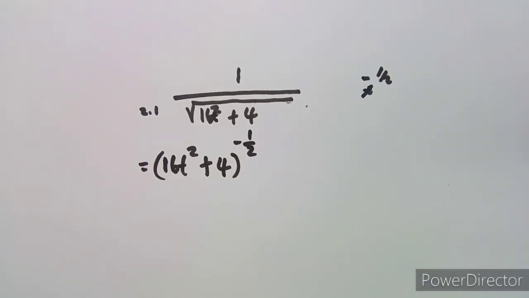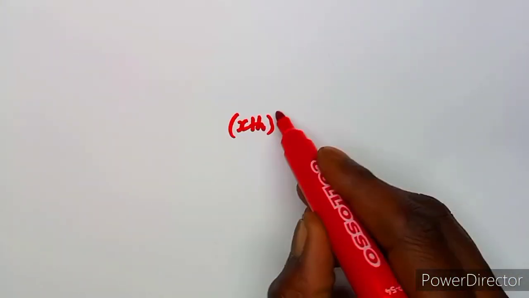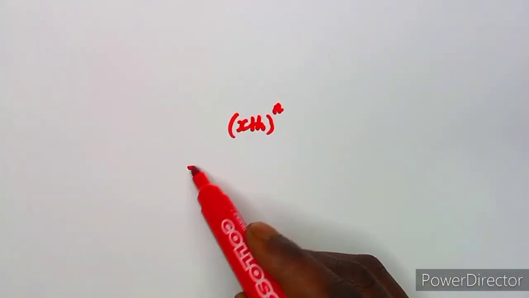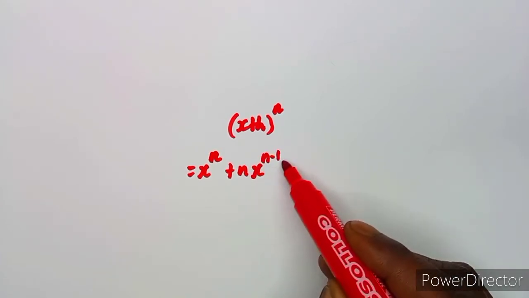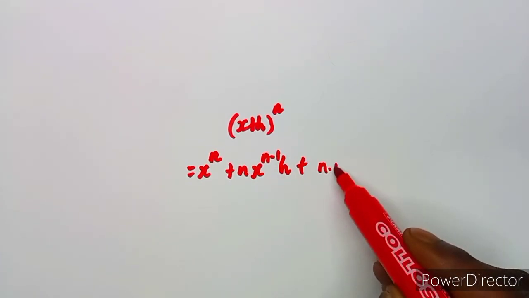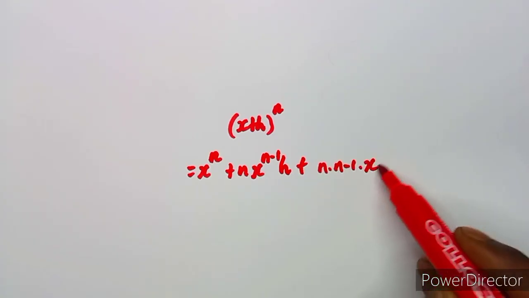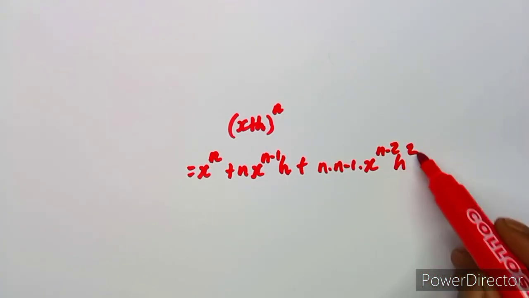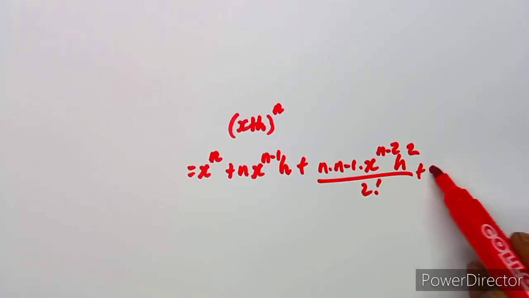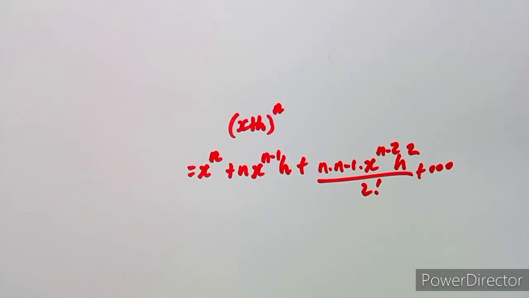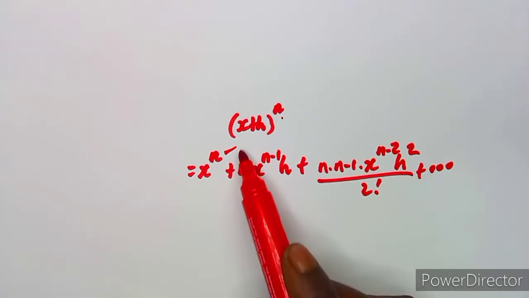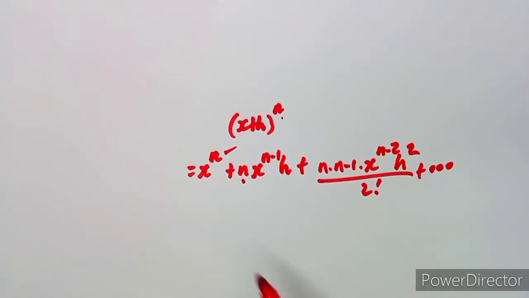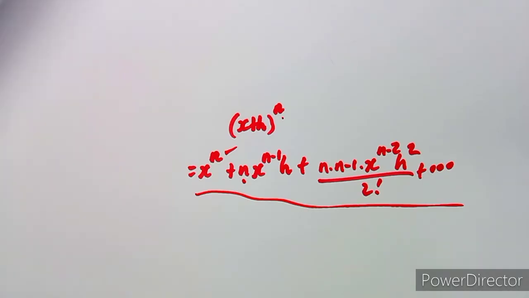So remember our binomial theorem: if you are given something like x plus h to the exponent of n, we are going to have x to the exponent of n, plus n x to the exponent of n minus 1 times h, plus n times n minus 1, x to the exponent of n minus 2, h squared, over 2 factorial, plus, and so on and so on. So that is what you're going to have. Here, simply the first part you raise to the exponent as it is, then you drop the exponent and subtract 1, and so forth. So I'm going to explain this part as we go.